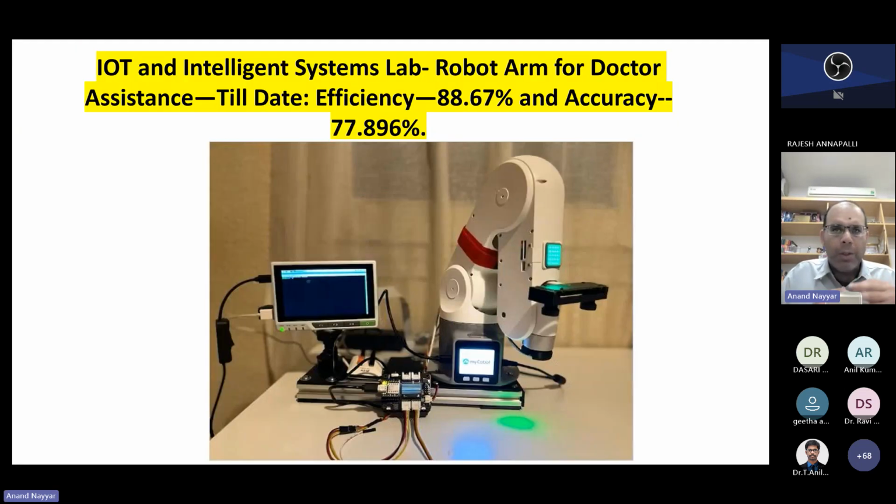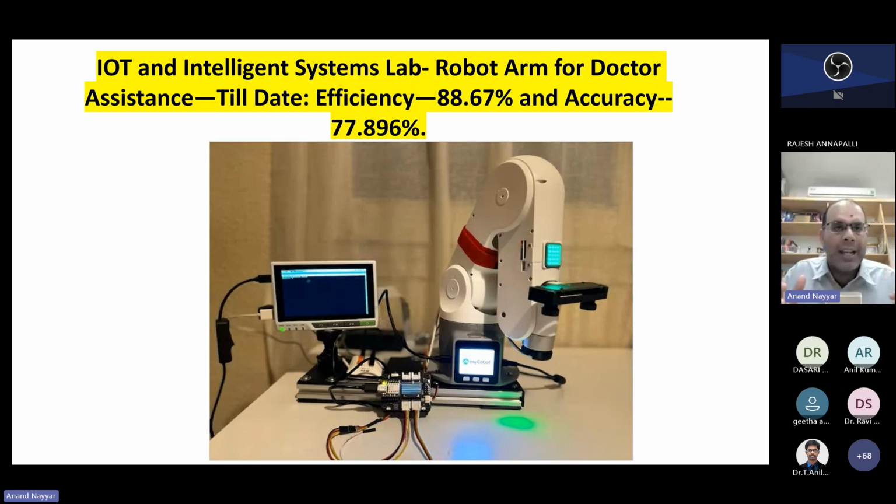Now, in terms of the IoT Intelligence Systems Lab, we are working a lot to make a robotic arm for doctor assistants. And to date, we have an efficiency of 88.67% and accuracy of 77%. And you can see that, yes, efficiency and accuracy are not that high, but still at the level of the ground-based research that we are conducting, it is super good.